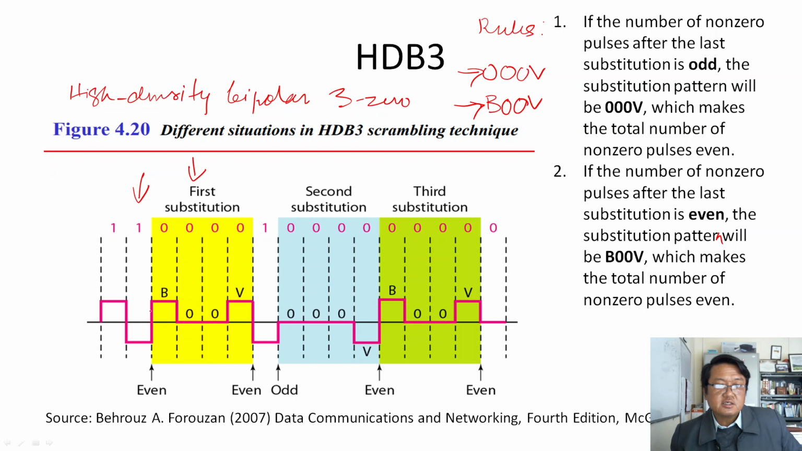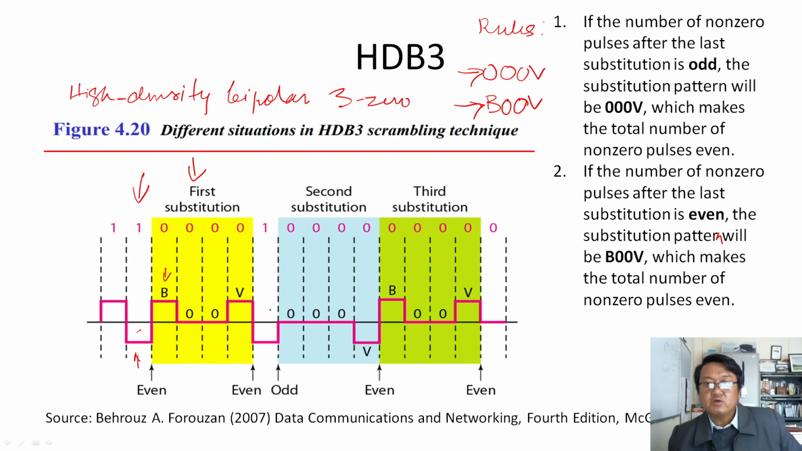Now since the previous number of substitutions is even, we are assuming it is even, so it is converted into B00V. B for bipolar, that is opposite of the last one. The last one is negative, therefore this will become positive. Then we have 0-0. Then we are violating AMI rules, where we are supposed to be on the negative side because this non-zero pulse is positive, but AMI says that it should be negative, but we violate that, and then it becomes V.